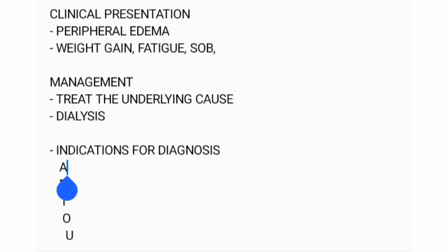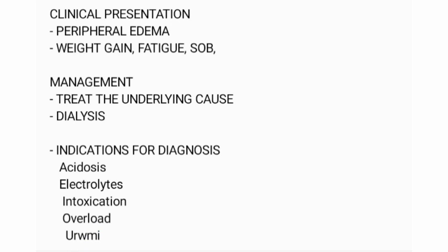So A for acidosis. Okay, so A for acidosis, and E for electrolytes, then I for intoxication, then O for overload, then U for uremia. Okay, so overload is with fluids, then acidosis, as the name suggests, so there is no necessarily acidosis, so it can be refractory acidosis, or those are some of the things you have to know. So the acidosis should be refractory acidosis.